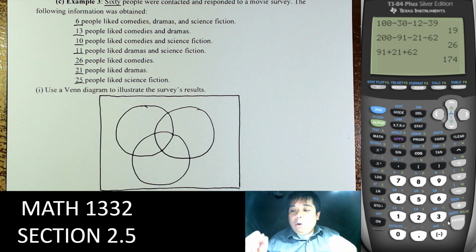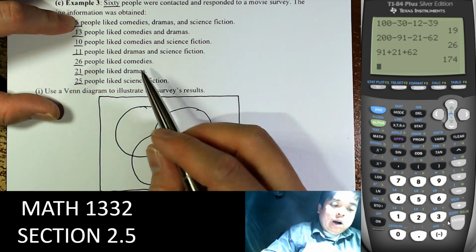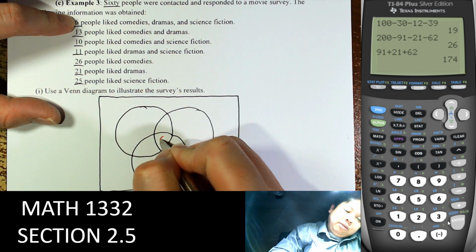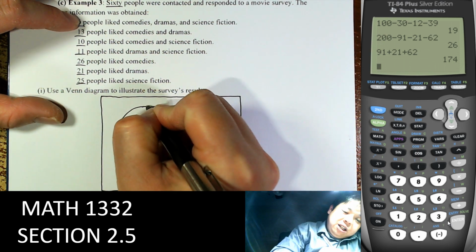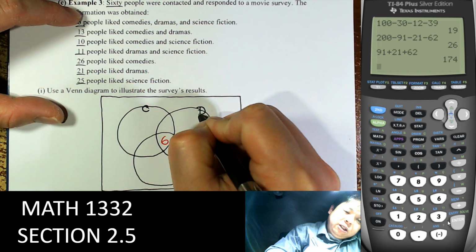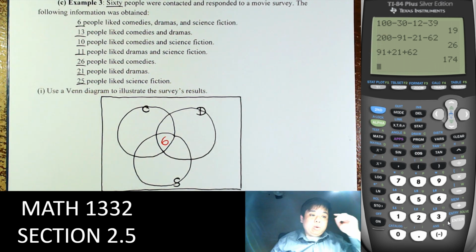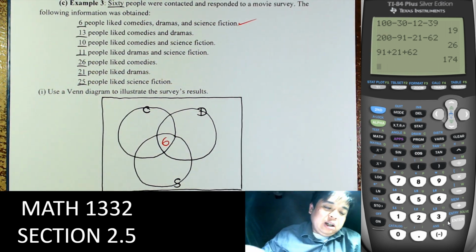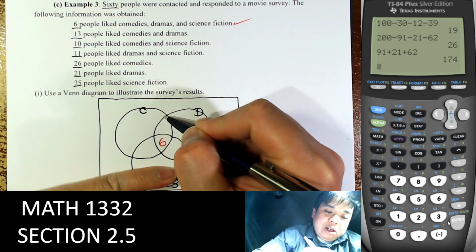Right. I will work with the innermost, and then work our way out. There are 6 people that like all 3 of them. So we start with 6 here. Of course, we should say that this is comedies, drama, and science fiction. Right. So we have 6. That's good. We have this number. Next, 13 like comedy and drama. Comedy and drama, that will be the overlapping here.